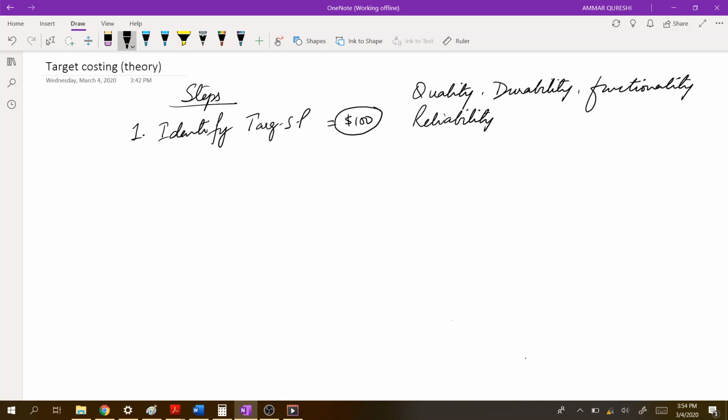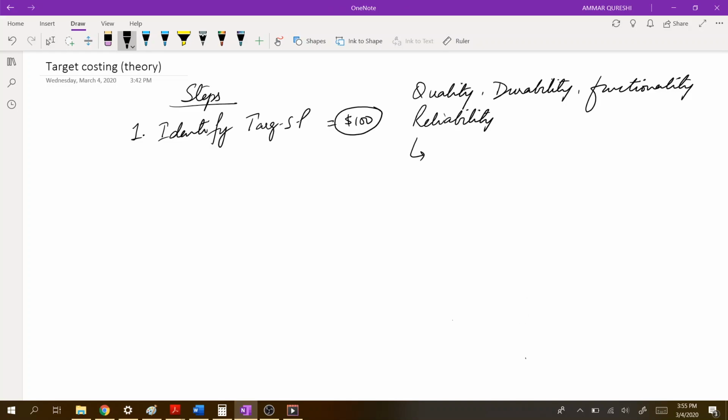Because whenever you assign a task to your target costing team for the cost reduction process, they must not compromise on these four areas. They must not reduce cost and compromise any of these four areas. So that is very important. We have to set a standard that a product cannot be less than this particular quality or standard, right?